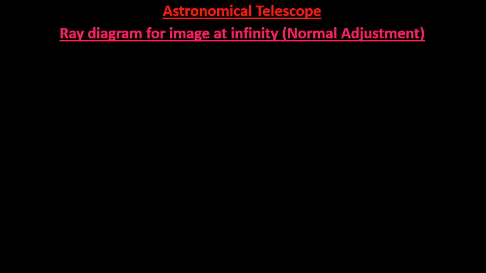Just like in compound microscope, where we have discussed two cases. In the first case, we discussed when the final image is formed at infinity, that is also known as normal adjustment. And in the second case, we discussed when the final image is formed at least distance of distinct vision. So here also in astronomical telescope, first we will draw a ray diagram when the final image is formed at infinity, which is also known as normal adjustment. At first, let us draw a ray diagram when the telescope is adjusted for final image at infinity.